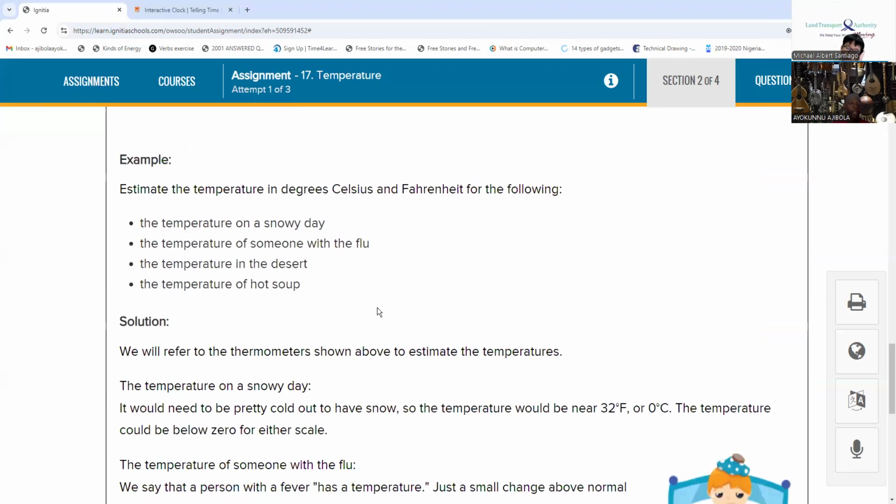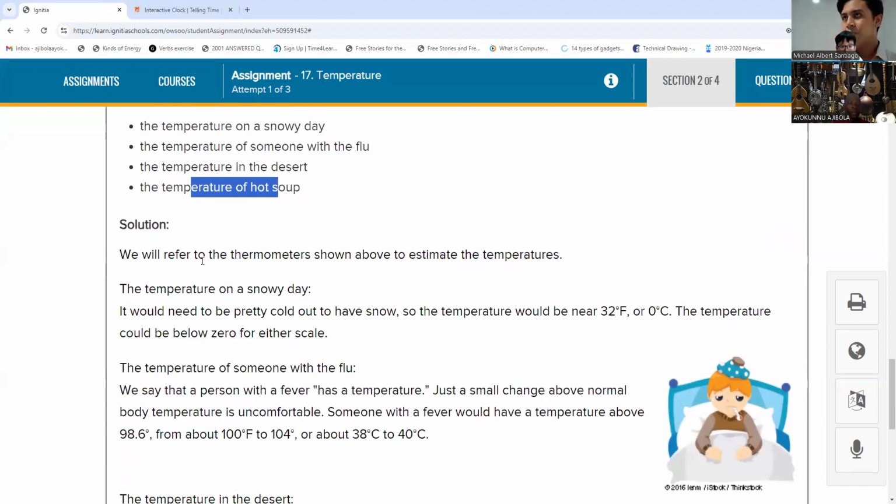So it said the temperature on a snowy day; the temperature of someone with the flu, that will be higher than body temperature. This will be lower than the room temperature. And the temperature in the desert will be higher, probably, than normal temperature. So the temperature of hot soup might be higher than 100. So we will refer to the thermometers shown above to estimate the temperature.